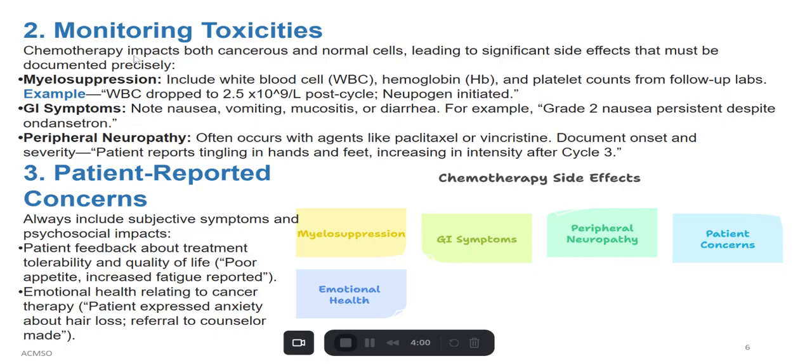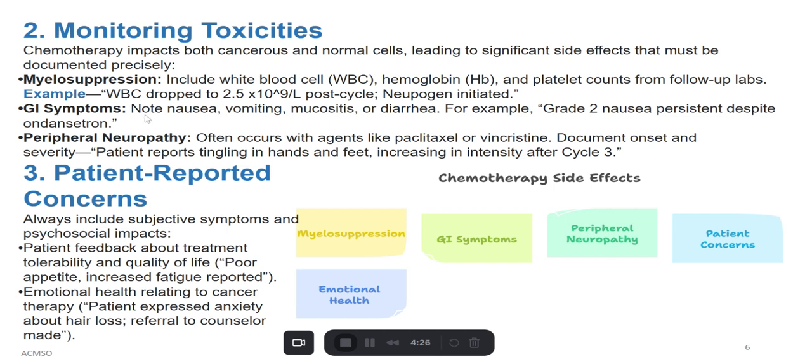Monitoring toxicities. Chemotherapy impacts both cancerous and normal cells, leading to significant side effects that must be documented precisely. Myelosuppression: include white blood cell, WBC, hemoglobin, Hb, and platelet counts from follow-up labs. Example: WBC dropped to 2.5 times 10 to the power 9 per L post-cycle, G-CSF initiated.